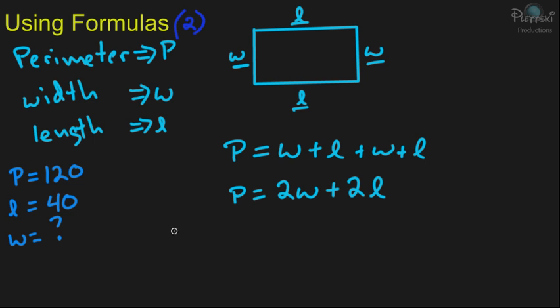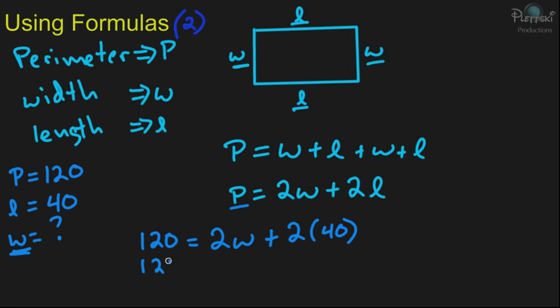Okay, so let's use our formula here, and then I'll show you on our little picture how those numbers would fit in. So we want to know what the width is. That's what we're trying to find. We know the perimeter, so we can write 120, and I'm just going to plug it into our formula here. The perimeter is 120, so 120 equals 2 times the width. We don't know the width, so I'll just leave it as 2W, plus 2 times the length, and we know the length. The length is 40. So we have 120 equals 2W plus 2 times 40.